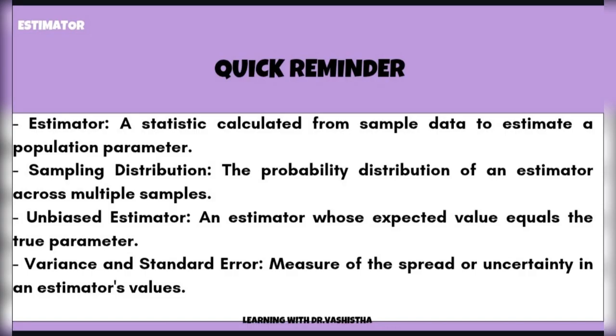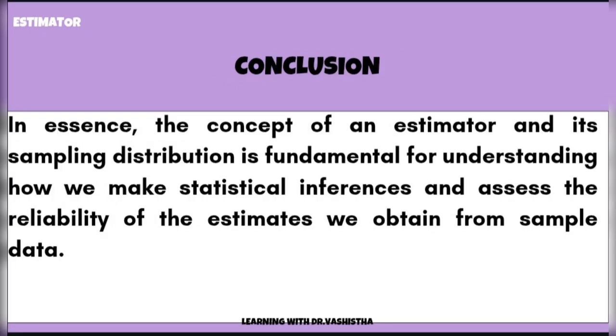Further, there is just a quick reminder of the things that we have already studied, like the estimator, the sampling distribution, the unbiased estimator, variance, standard error, etc., that you can quickly go through. So in conclusion, we can say that the concept of the estimator and its sampling or probability distribution is fundamental for understanding how we make statistical inferences and how we assess the reliability of the estimates that we have obtained from certain sample data collected from a population.